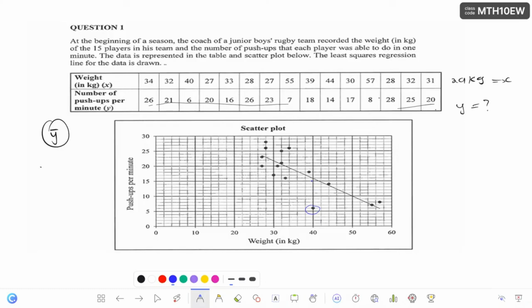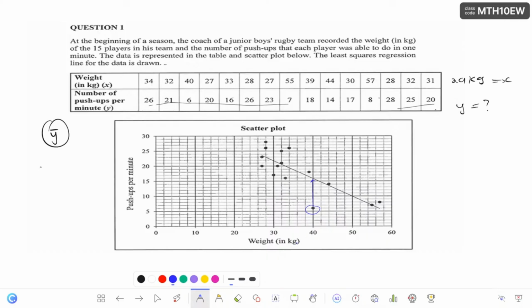To reach the target. So this is the player that we need to calculate: by how many push-ups does this player need to increase in order to at least qualify the target push-ups for him to qualify to play for a rugby. So okay, let's try to solve this one. One thing that we know, we need to interpret this.